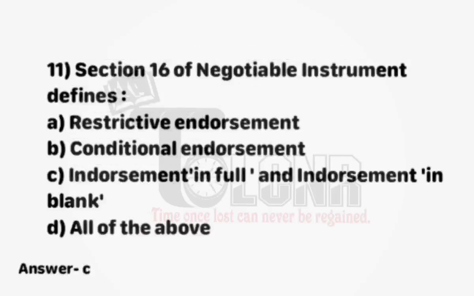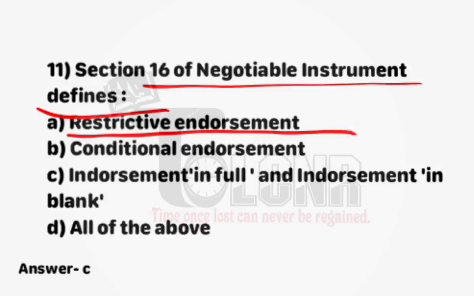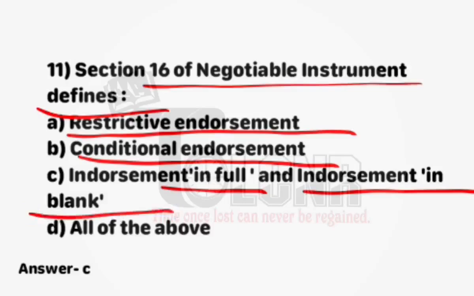Next question is, section 16 of negotiable instrument defines: first option is restrictive endorsement, second option is conditional endorsement, third option is endorsement in full and endorsement in blank. Option D, all of the above. Option C is correct, endorsement in full and endorsement in blank. Section 16 of negotiable instrument defines endorsement in full and endorsement in blank, right?